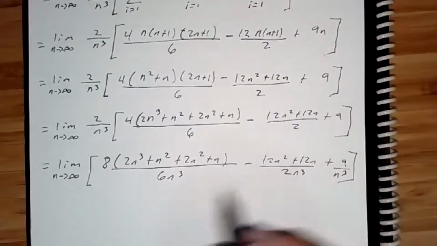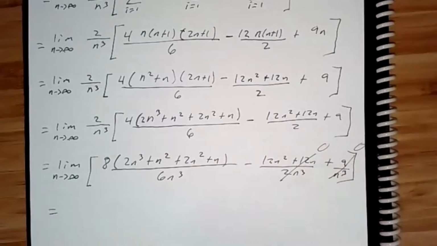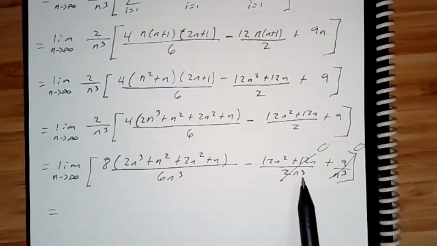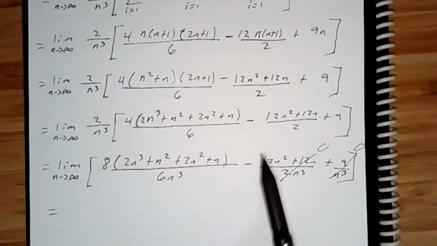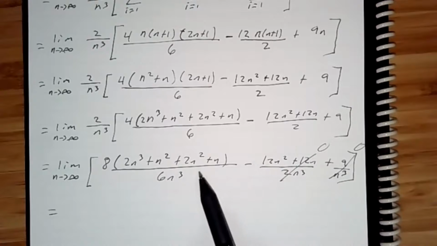Do you see how when you take the limit, this will go to 0 and this will go to 0? Do you remember your Cal 1? We said that if you have an infinite limit and the degree is bigger on the bottom, it will go to 0, because the fraction will be infinitely small. So will this guy. So all we have to deal with is this.